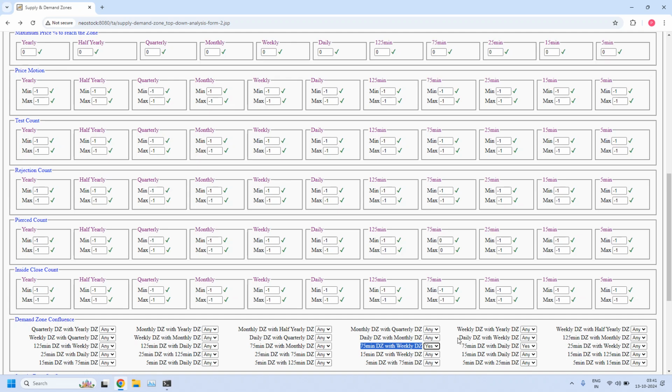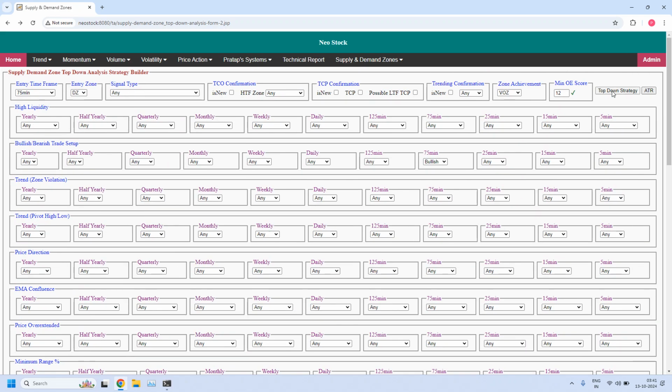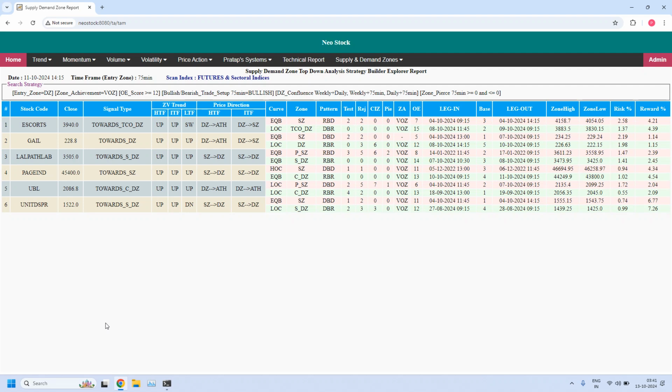Daily demand zone confluence with weekly demand zone. This is also I am enabling the filter. With all the three filters, let's verify. Now 6 stocks are filtered. All these 6 stocks, 75 minutes demand zone is part of the daily demand zone. Again, both together part of the weekly demand zone. And in all the 6 stocks, weekly trend is uptrend.